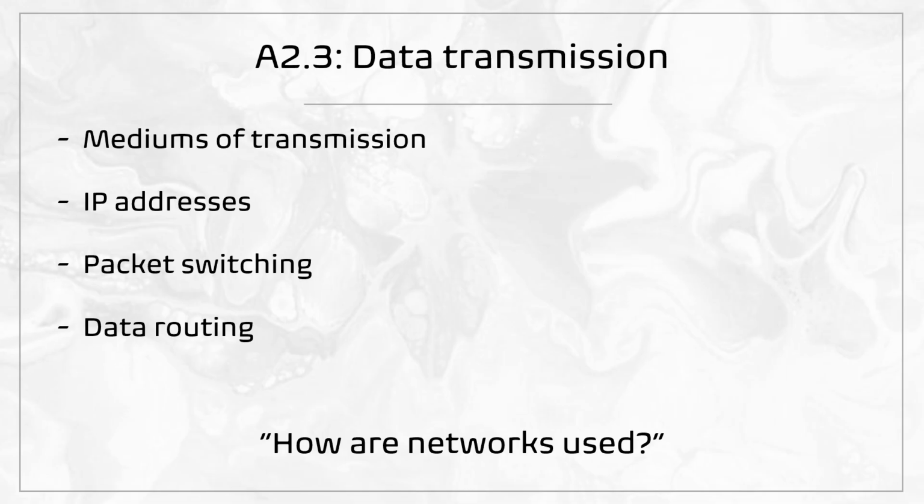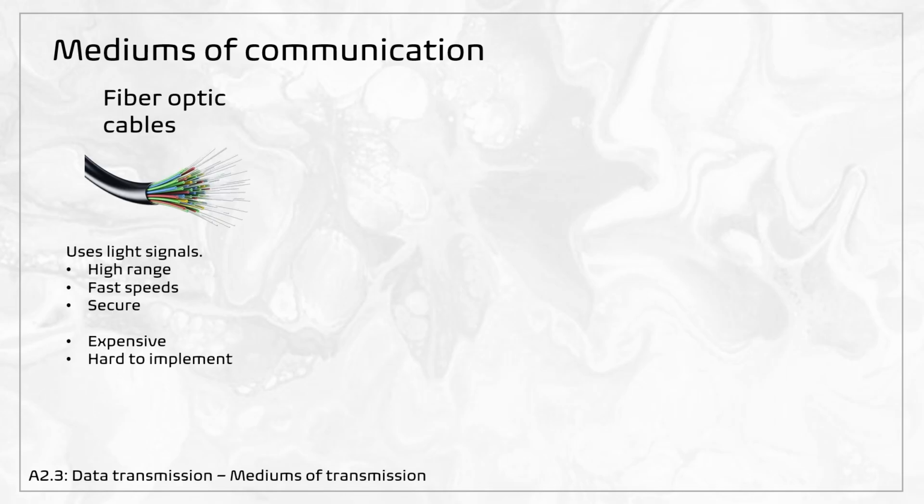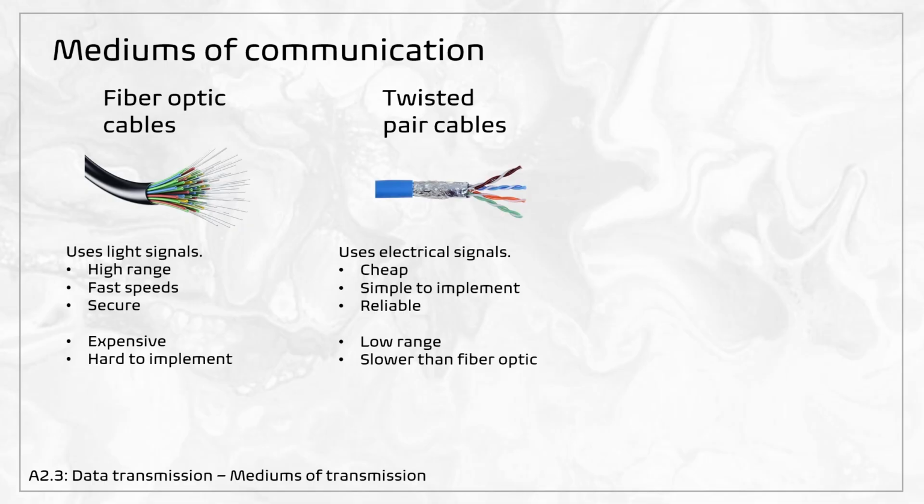Now we're going to move on to A2.3 data transmission. Firstly, let's talk about mediums of communication. This is referring to how data is physically sent from one location to another. There's fiber optic cables, which use light signals within the wire. These wires have long range, fast speeds, and are hard to intercept, but they're also quite expensive and hard to set up. There's also twisted pair cables, which use electrical signals.